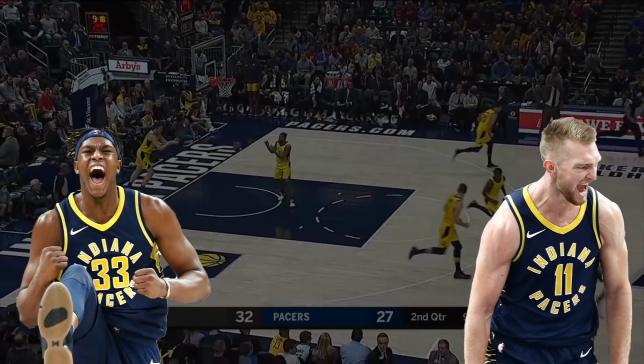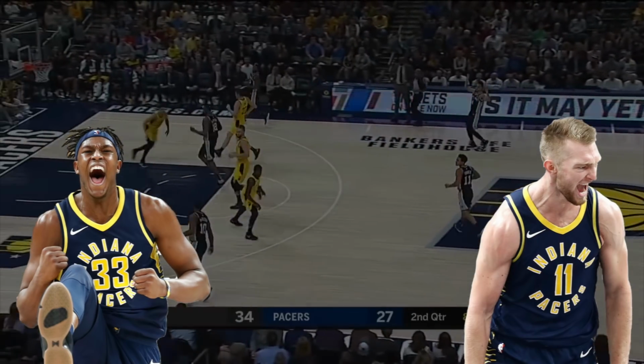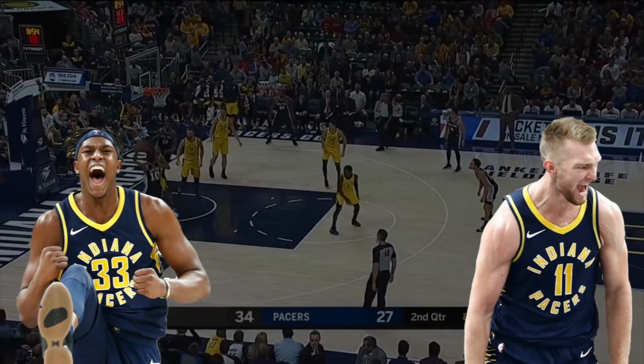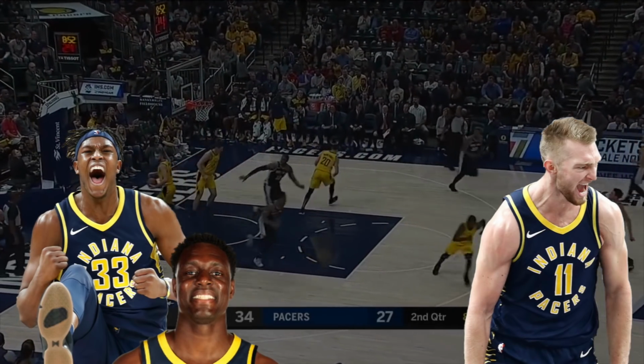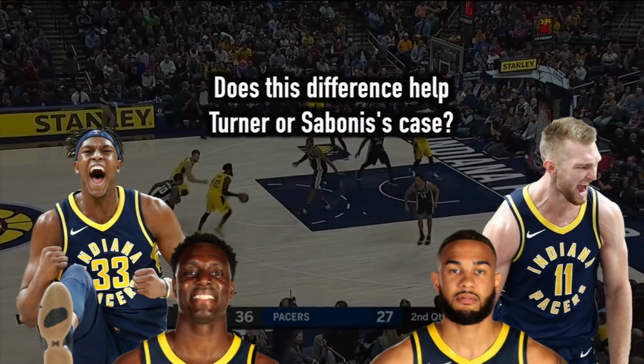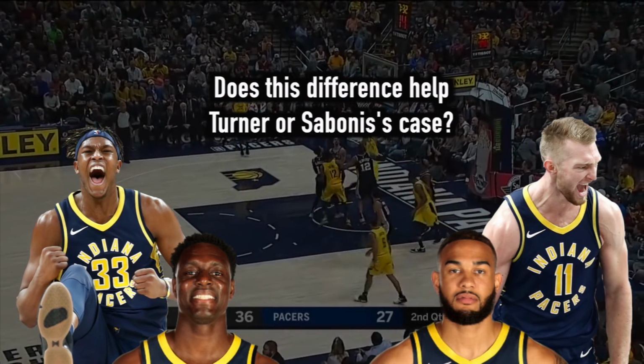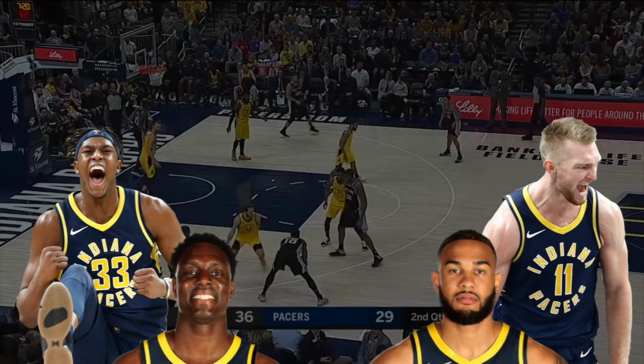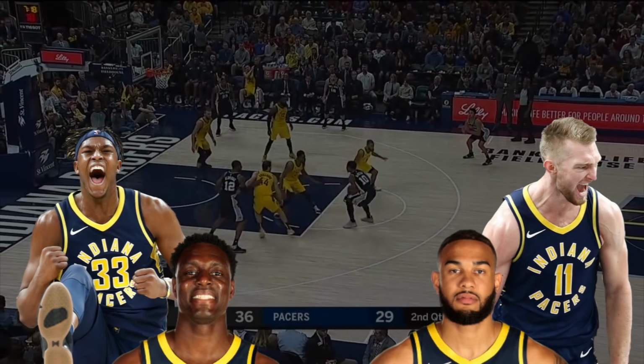For instance, what are we to make of the fact that Miles Turner spends a lot more time on the court with Darren Collison, whereas Sabonis spends a lot more time on the court with Corey Joseph? Does this difference help Turner or Sabonis' argument for best defender on the Pacers? Or actually, here's an easier way to phrase that question.